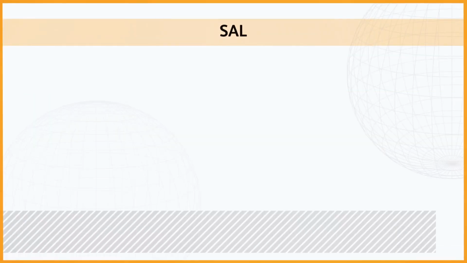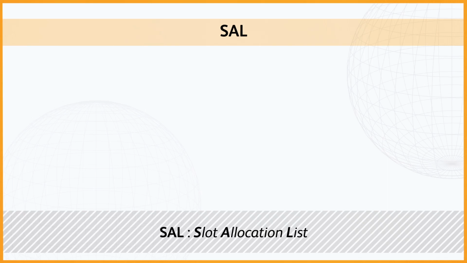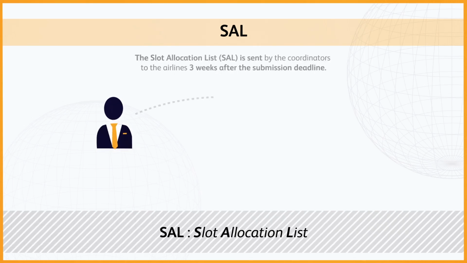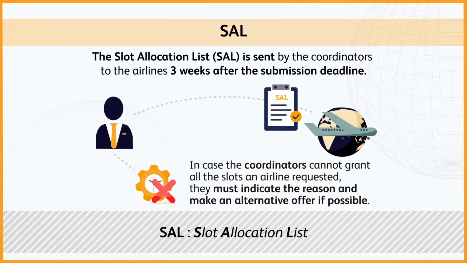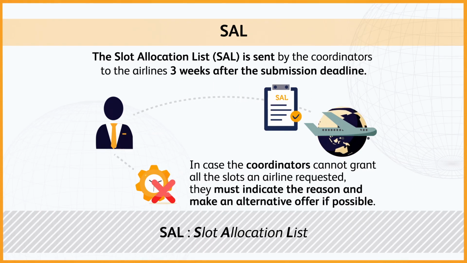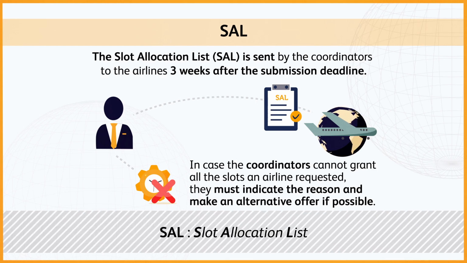The Slot Allocation List, SAL, is sent by the coordinators to the airlines 3 weeks after the submission deadline. In case the coordinators cannot grant all the slots an airline requested, they must indicate the reason and make an alternative offer if possible.